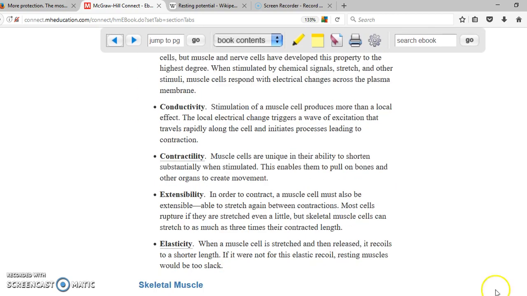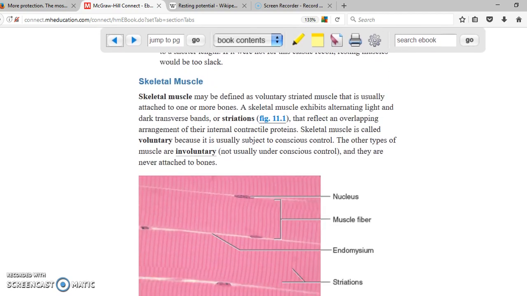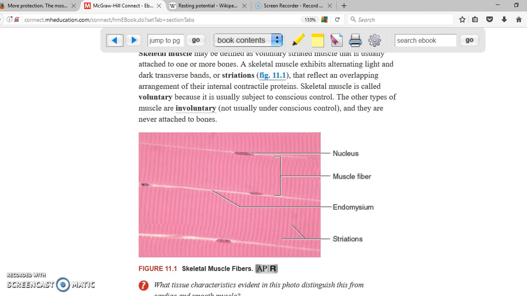Then obviously the muscle cells must be able to contract in order to allow all the different types of movements that we're going to have with the muscles. They should be able to extend, right? If they are going to be able to contract, then they should be able to extend. That's another characteristic. And then obviously they should have elasticity, because once they extend, they should be able to recoil back.